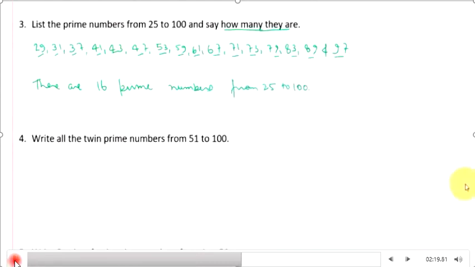In the sieve of Eratosthenes, we have done the numbers from 1 to 100. So we are just picking out prime numbers from 25 to 100 from that list. So we have 29, 31, 37, 41, 43, 47, 53, 59, 61, 67, 71, 73, 79, 83, 89 and 97 as the prime numbers between 25 and 100. If we just count them up, they sum to 16. So there are altogether 16 prime numbers from 25 to 100.